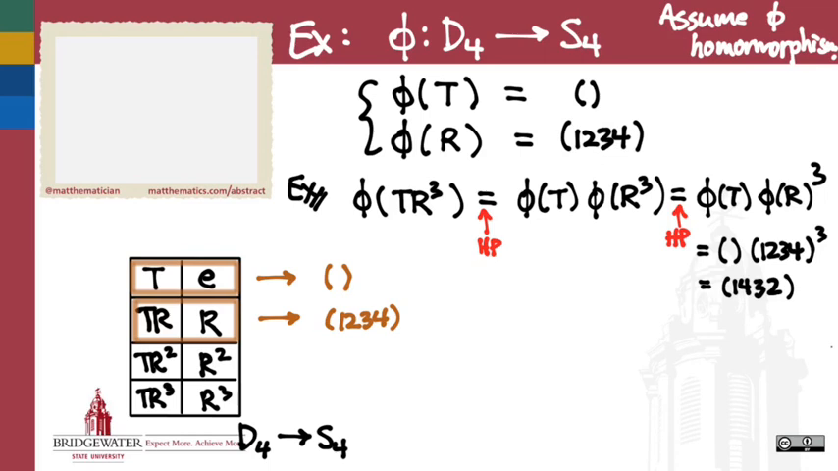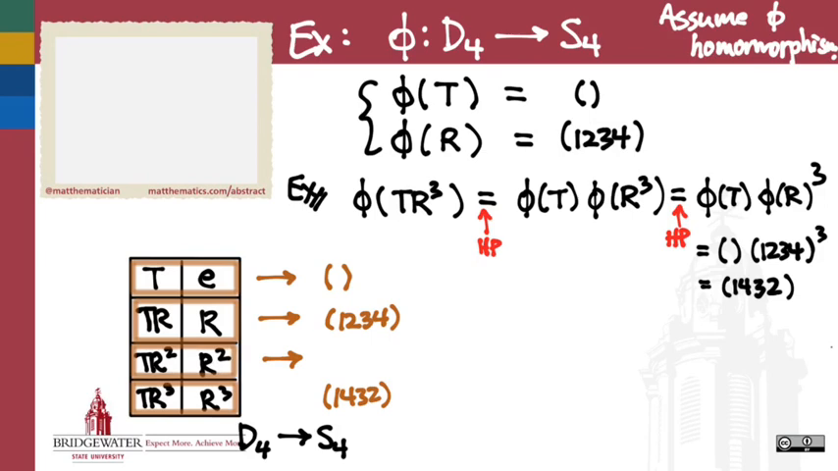And because we can't see the difference between E and T, we can't see the difference between R and TR. We can't see the difference between R cubed and TR cubed. Those are both going to go to the same place, 1, 4, 3, 2. And R squared and TR squared, we haven't actually figured out where those go. Let's do that real quickly.